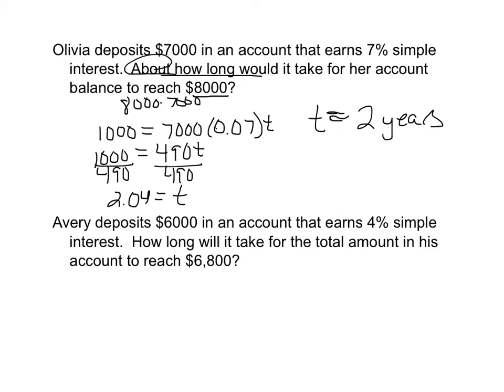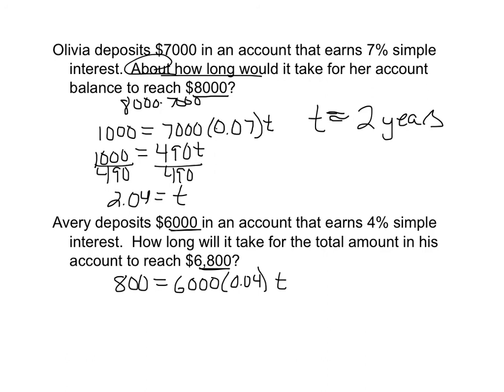So now you can go ahead and pause the video and try the problem about Avery on your own. If Avery deposits $6,000 in an account that earns 4% simple interest, about how long would it take the total amount in his account to reach $6,800? So once again, our interest, the difference between $6,000 and $6,800, would be $800. His principal is $6,000 times his 4%, which is 0.04, times our t.